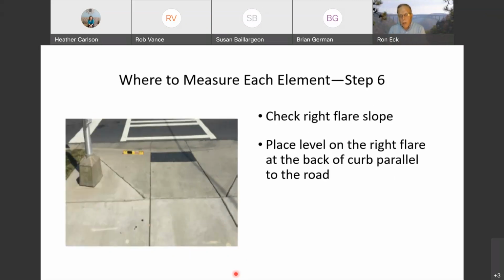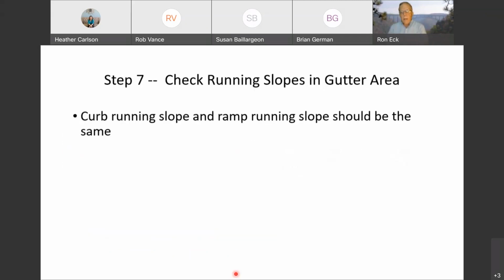Step six would be to check the right flare slope. Again, place the level on the right flare at the back of curb parallel to the road. Step seven is to check the running slopes in the gutter area. The curb running slope and the ramp running slope should be the same.